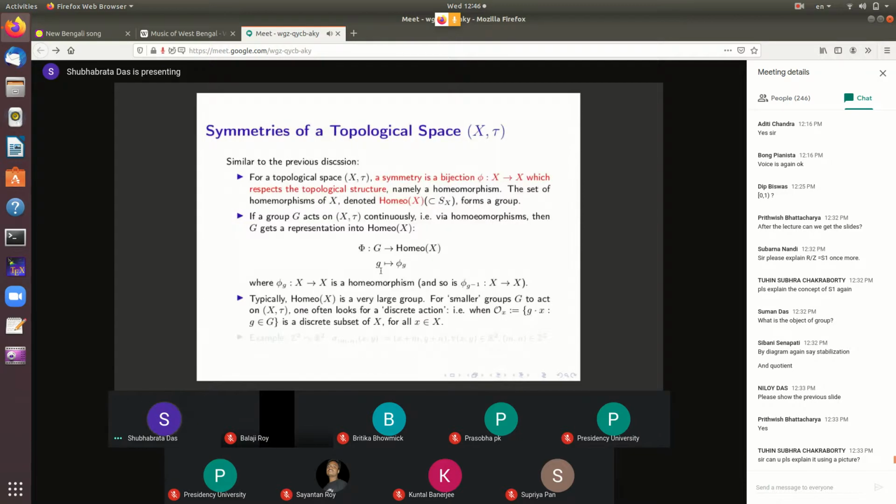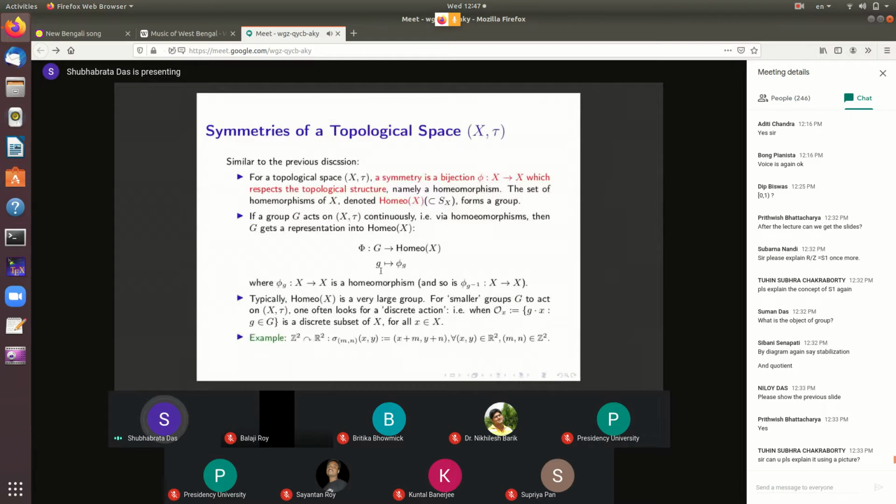So typically the homeomorphism groups are very large groups. So many times people look at discrete subgroups of such groups. They give a great deal of information as well. By discrete, I mean the orbits are discrete for all elements.